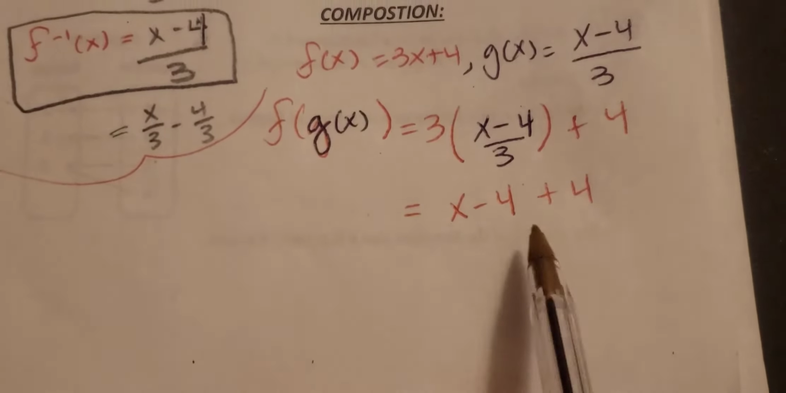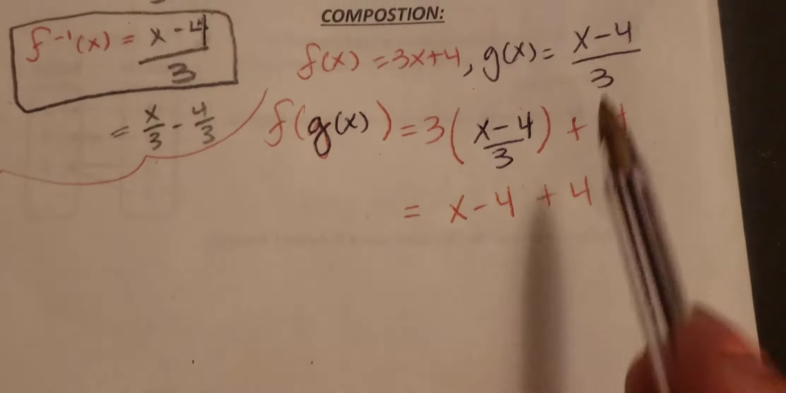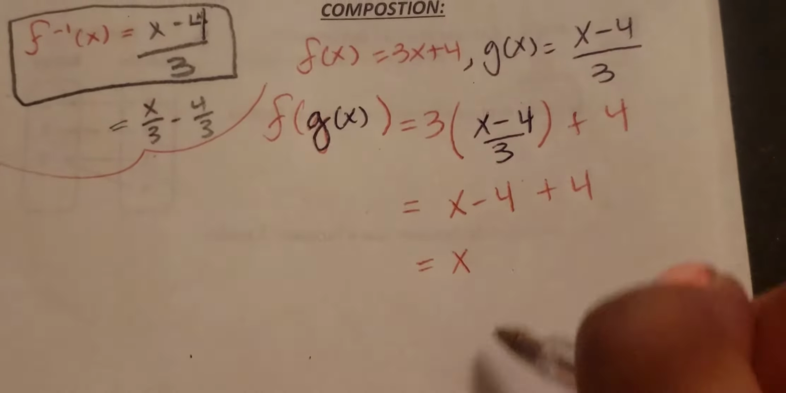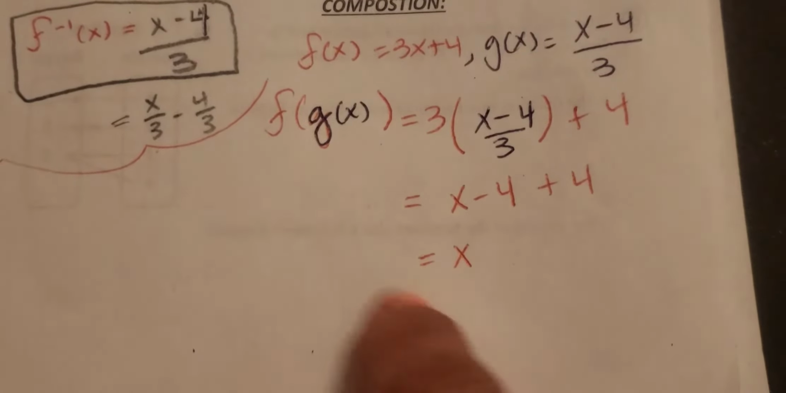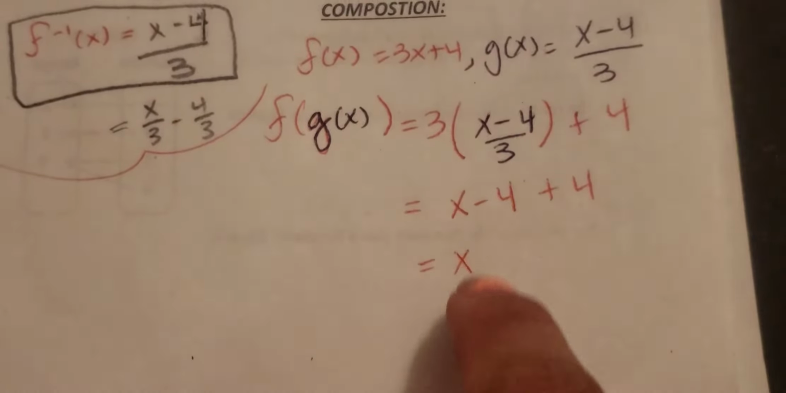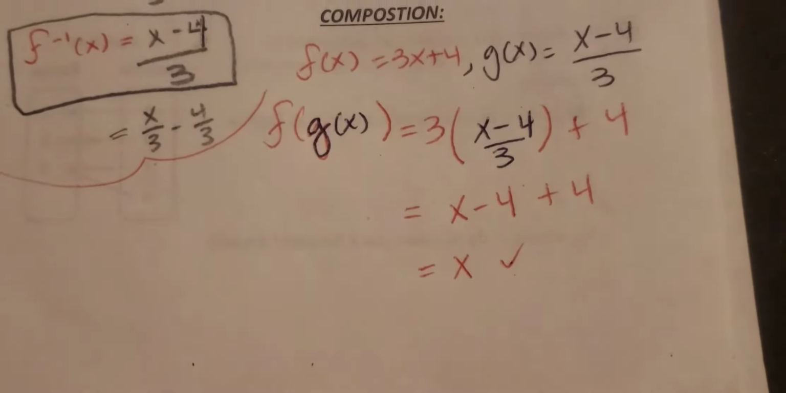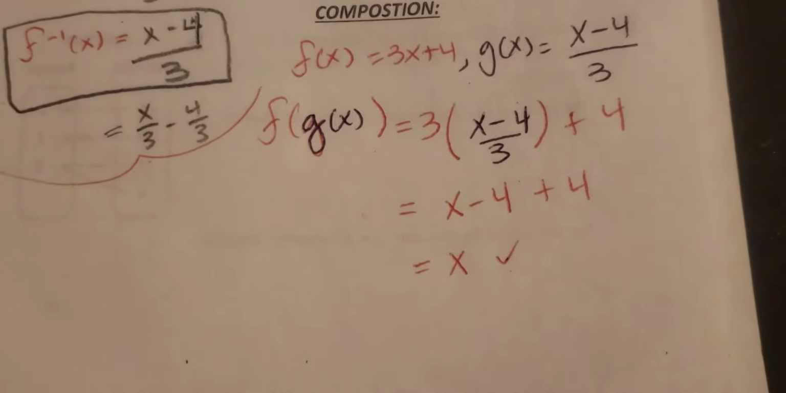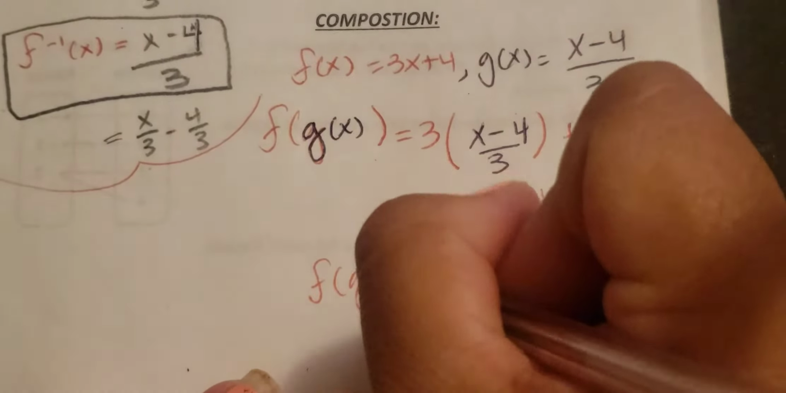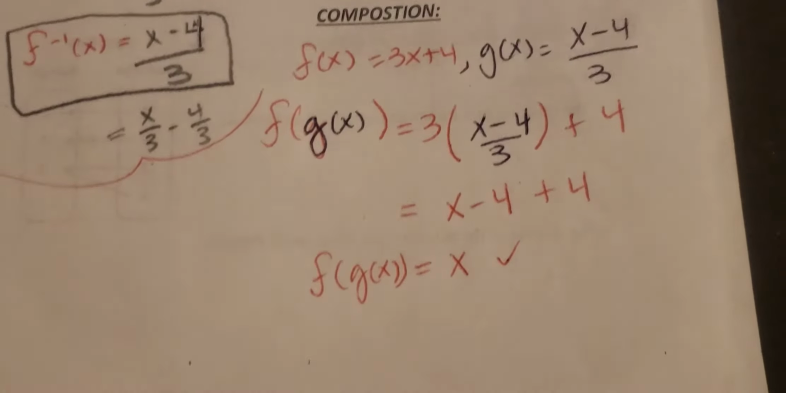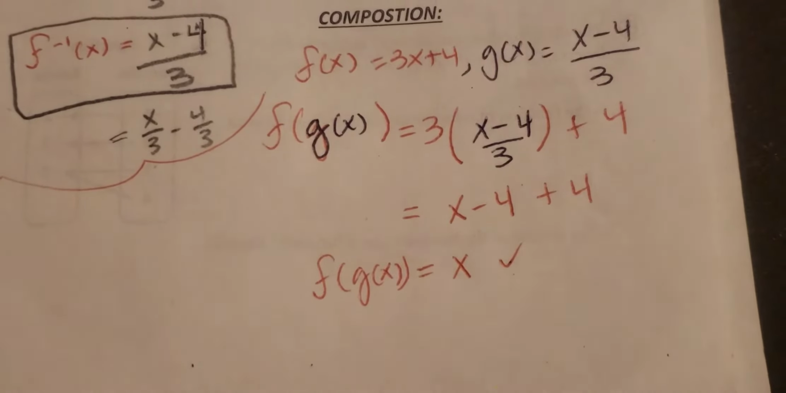The only thing left is to combine like terms, and a minus 4 plus a 4 just cancel each other out. So all we're left with is x. We should have gotten x because we know that these are true inverses. The fact that everything canceled out and we were left with x means we did it correctly. So f of g of x gave me x, and that works. That's awesome. I apologize if my camera is shaky.